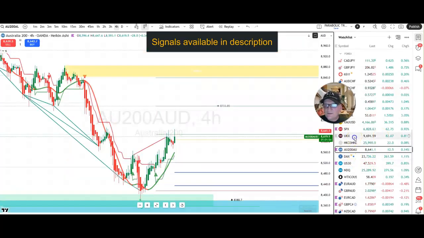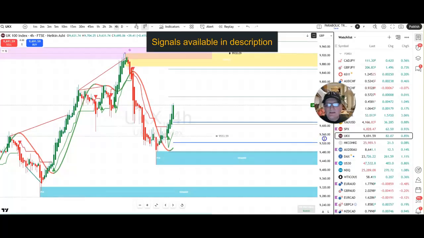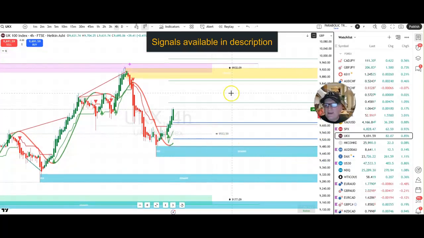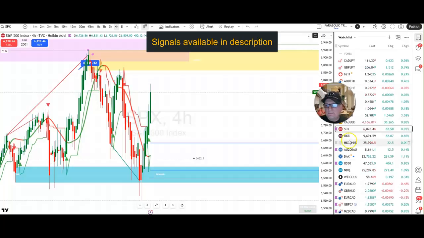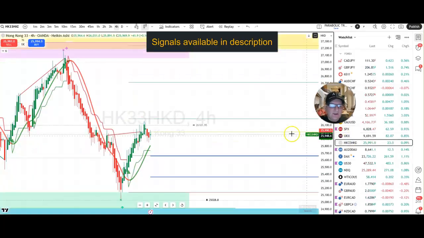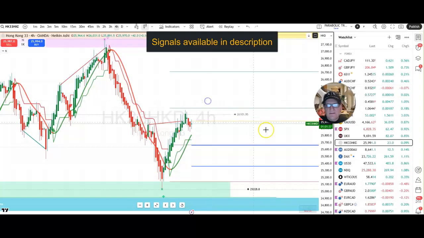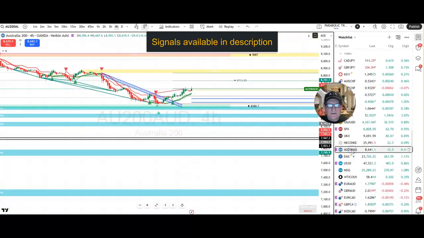Let's see what the FTSE is doing actually. That'd be interesting. Yeah, it looks like the FTSE likes the budget, moving up now, heading for 98.95. Hang Seng, yeah, looks like it wants to move higher, but nothing radical going on here.